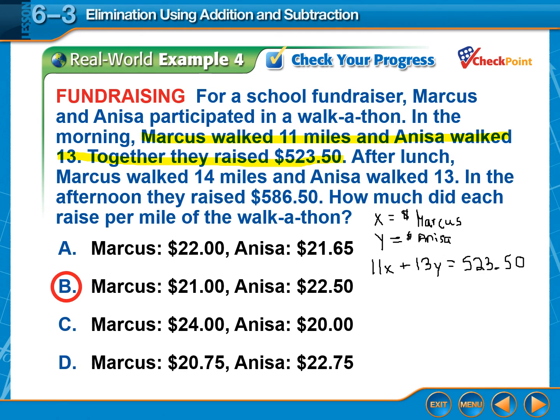Then in the afternoon, Marcus walked 14 miles and Anissa walked 13. And in the afternoon, they raised a total of $586.50. So as an equation for the afternoon, we see that Marcus now walked 14 miles and Anissa walked 13. So now if I combine them, I get a new total in the afternoon of $586.50.